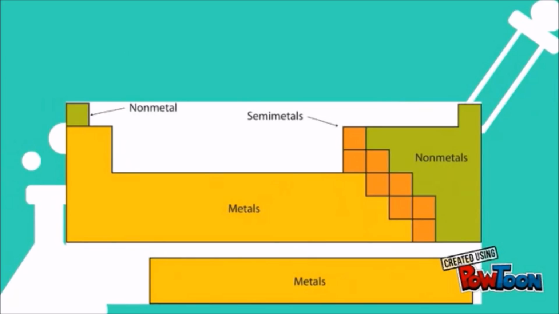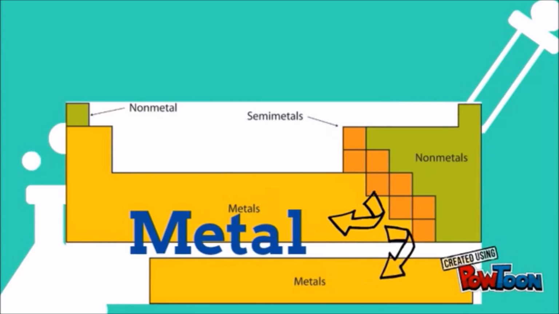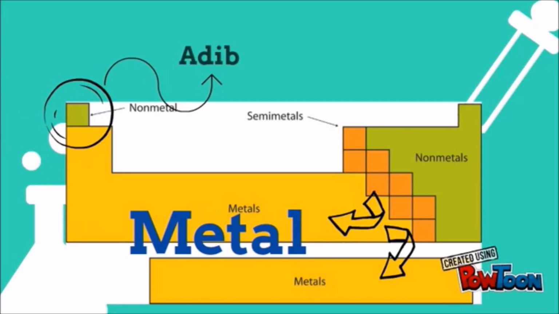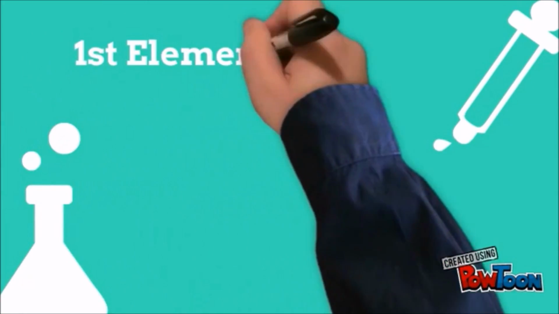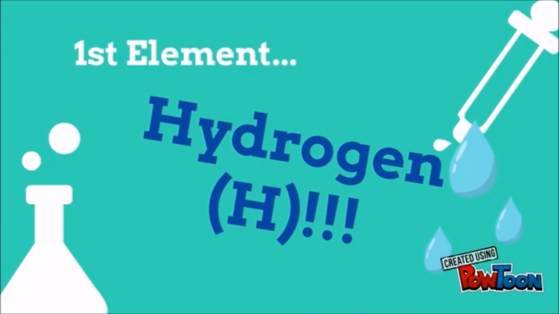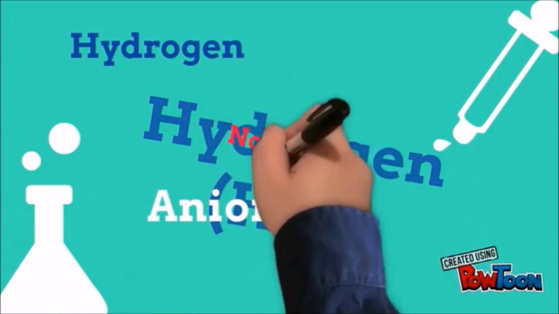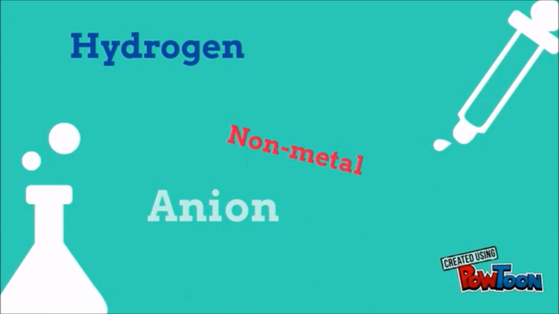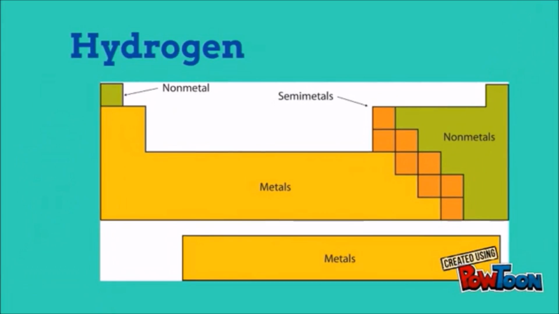Now, everything else to the left of the metalloids are all metals, including the additional elements below. But there is a special element in the periodic table that is on the left of the metalloids but is not a metal. It is the first element, hydrogen. Hydrogen is a non-metallic element which makes an anion. Other anions are found in the right portion of the metalloid stairs.